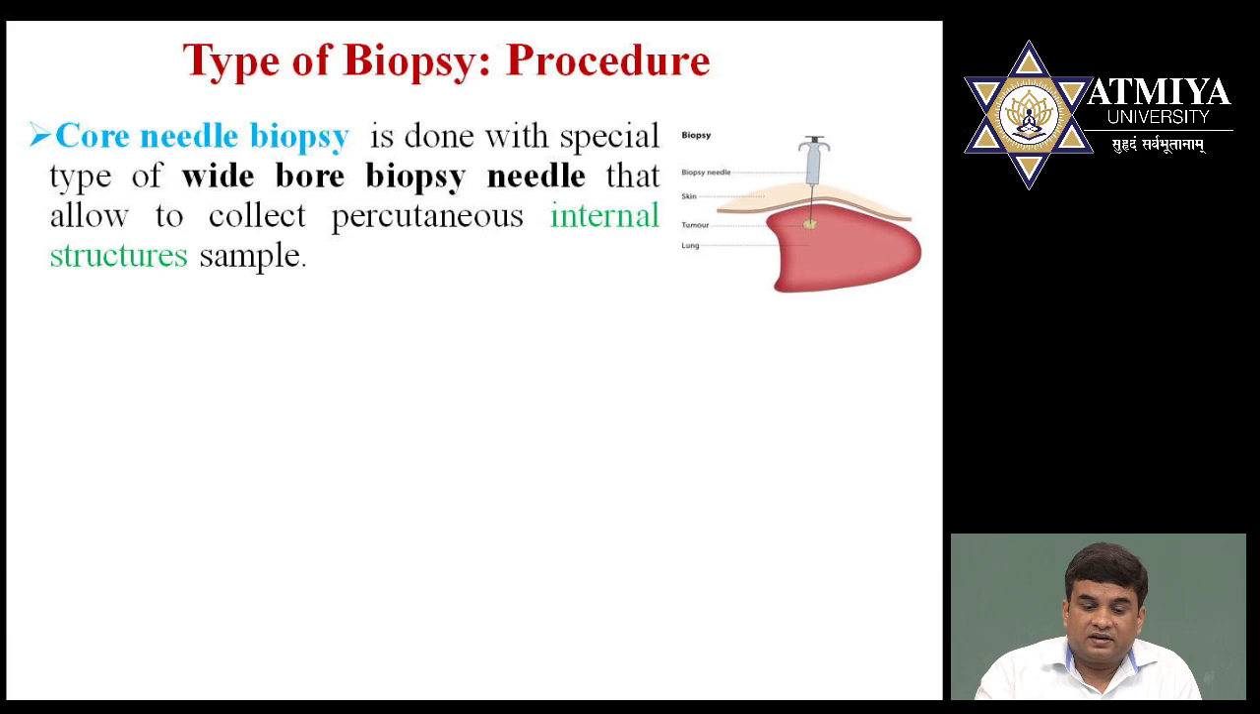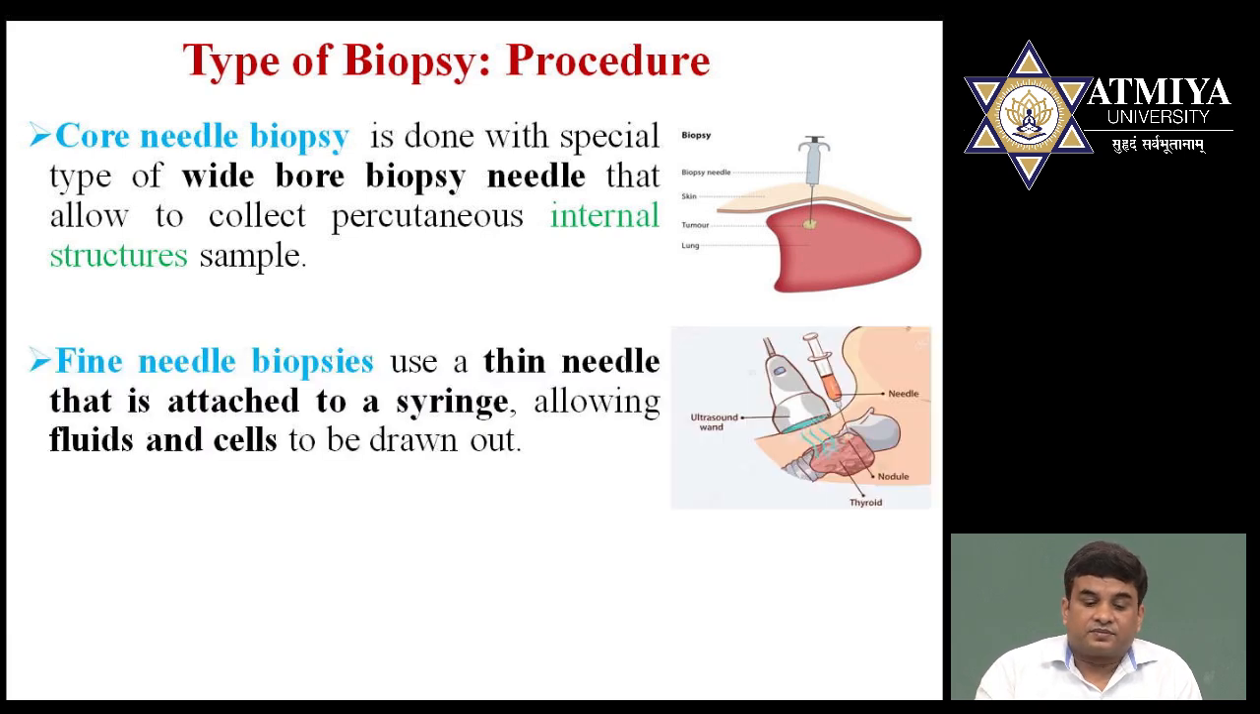Next types are the core needle biopsy and the fine needle biopsy. Core needle biopsy is used for the collection of tissue, while fine needle biopsy is used for the collection of liquid fluid samples. So this is the difference between the core needle and fine needle. In fine needle, there is usually a fine needle attached to a syringe, and you collect the body fluid from inside the body, correct?